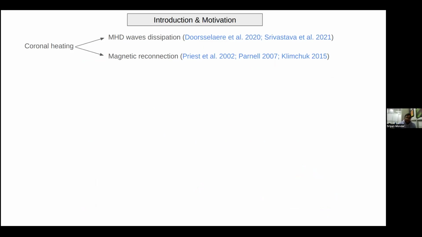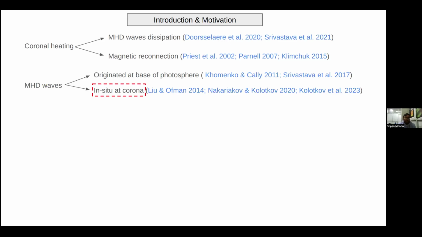Now, as far as MHD waves are concerned, they can either originate at the base of the photosphere itself due to turbulent convection, which then propagate outward into the outer layers of the solar atmosphere. On the other hand, they can also have in situ generation in the solar corona itself during a flare, CME, or filament eruption.